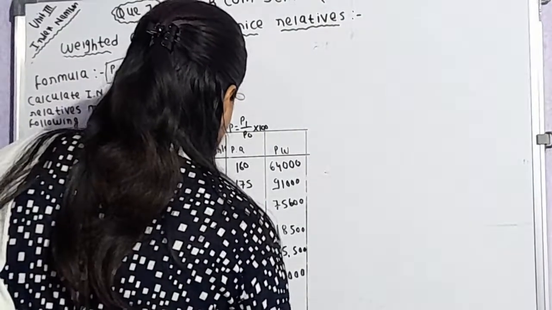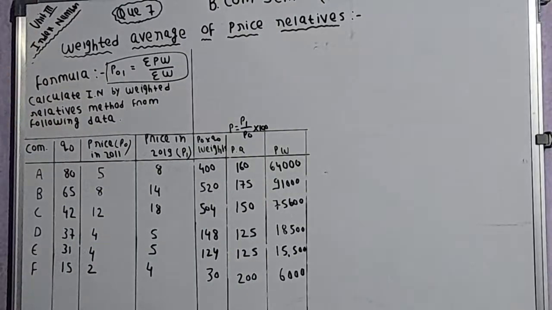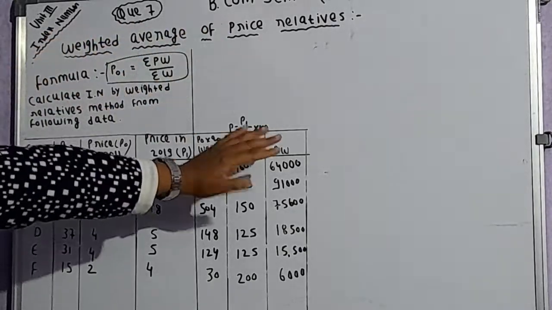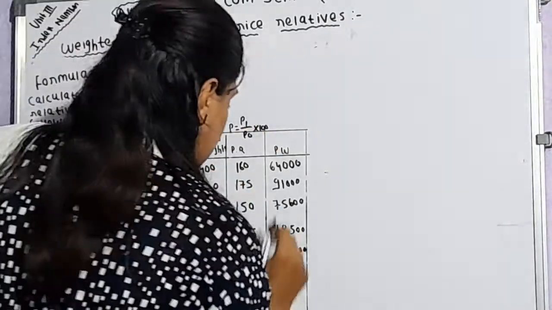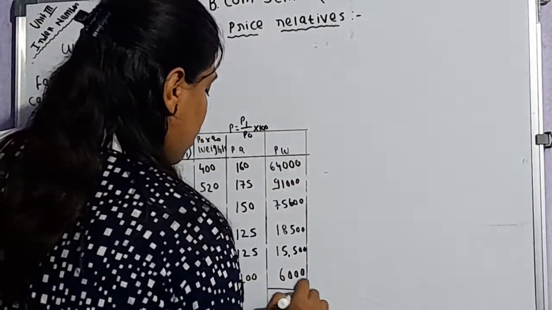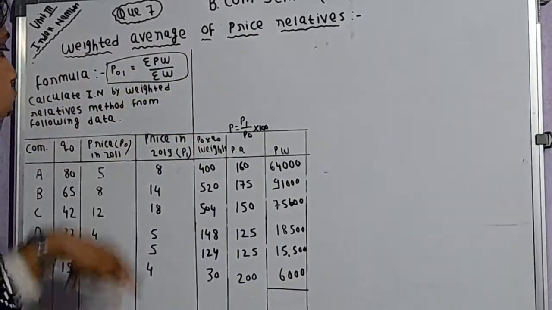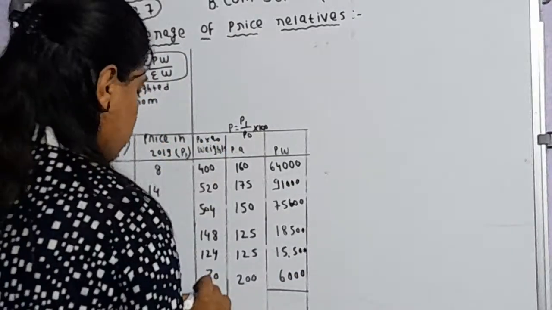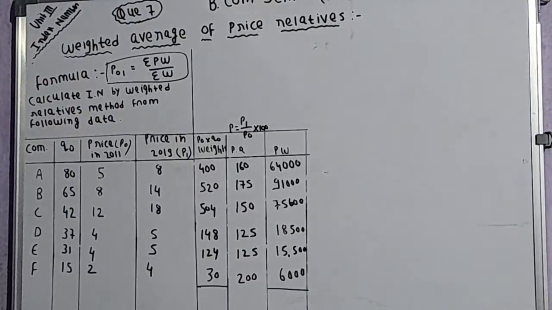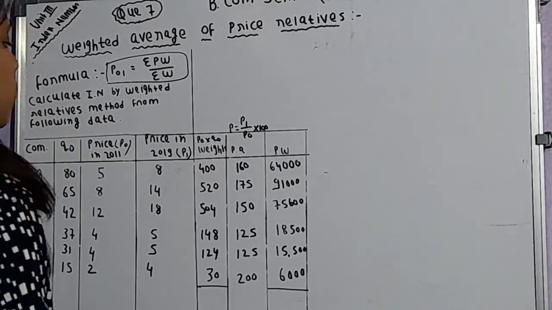Now what components do we need to put under the formula? We need the summation of the product of price relative and weight, meaning we need the summation of this column, and we need the summation of weights, meaning we need the total of this column. So let's do it. First of all, we are going to do this for the weight.